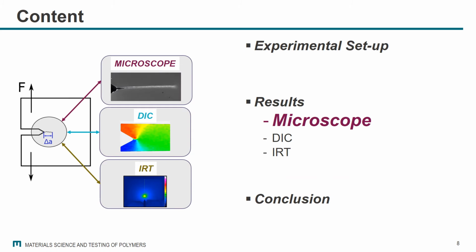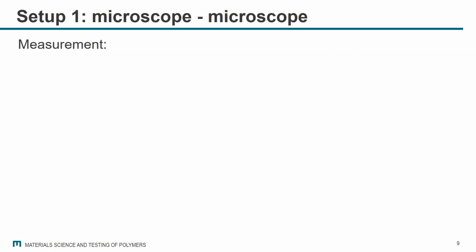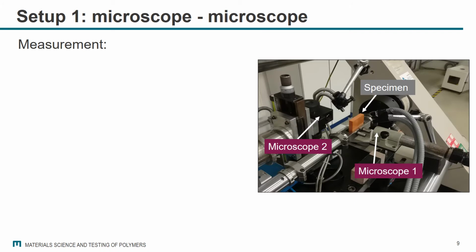This brings me to the first results from the microscope versus microscope setup. Here in this picture you can see the experimental setup. The specimen and the two traveling microscopes installed close to the testing machine. As you can see, we measure the crack length on both sides of the specimen to determine a standard deviation. This is especially important because it was not possible to install the automated method and the traveling microscope on the same specimen side.